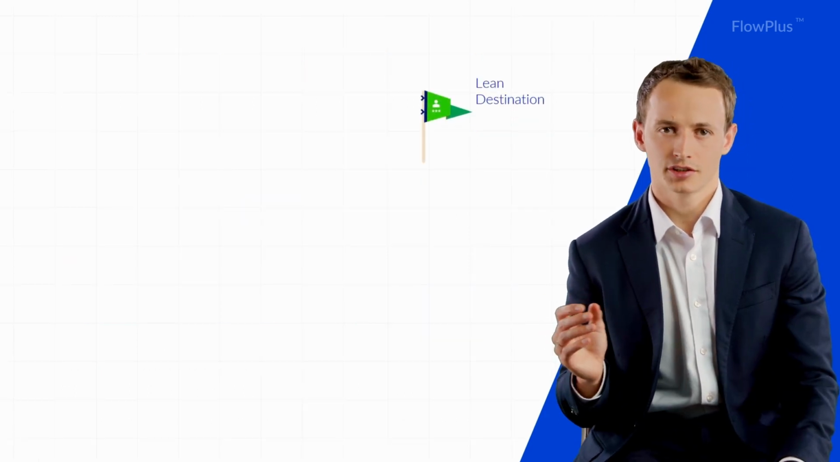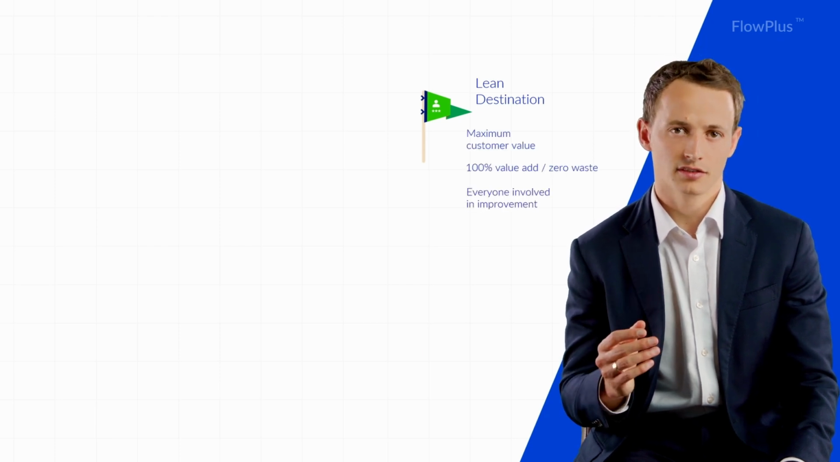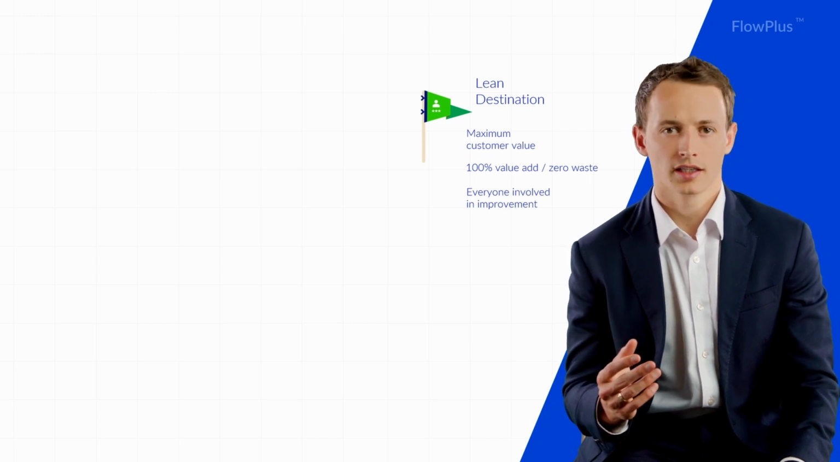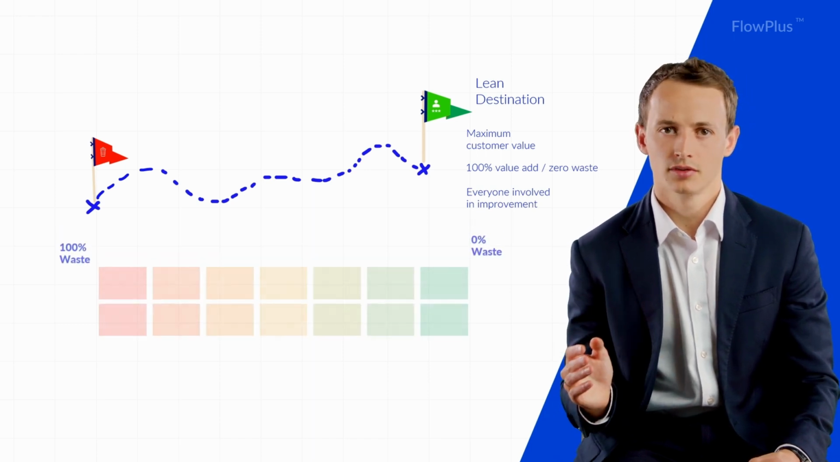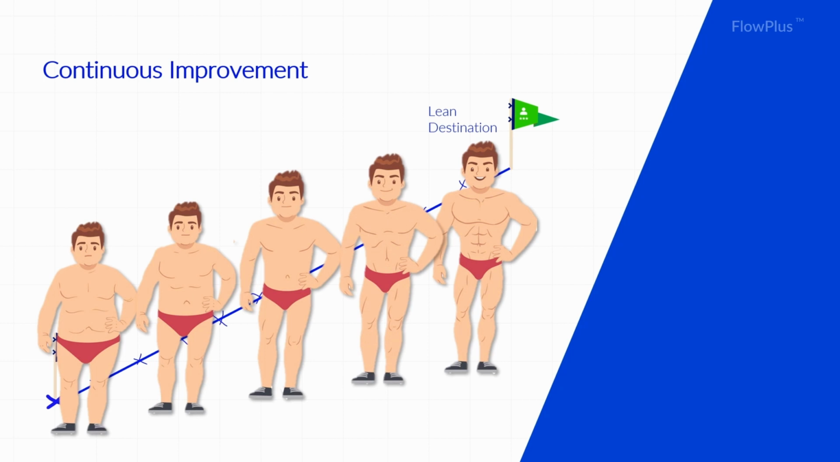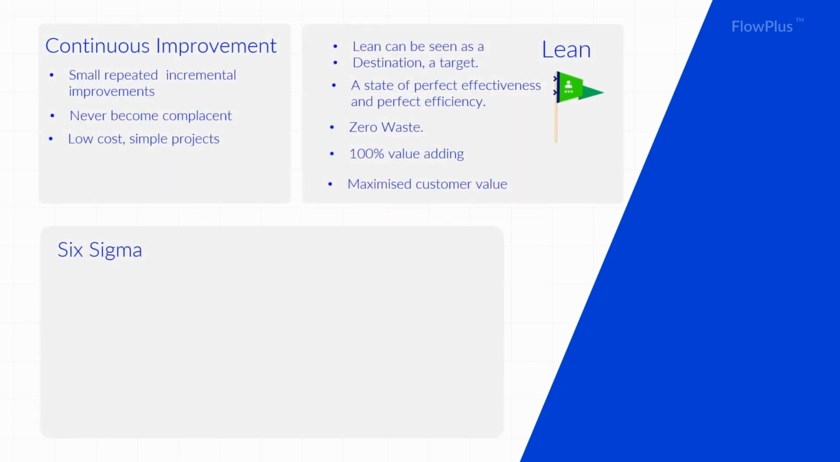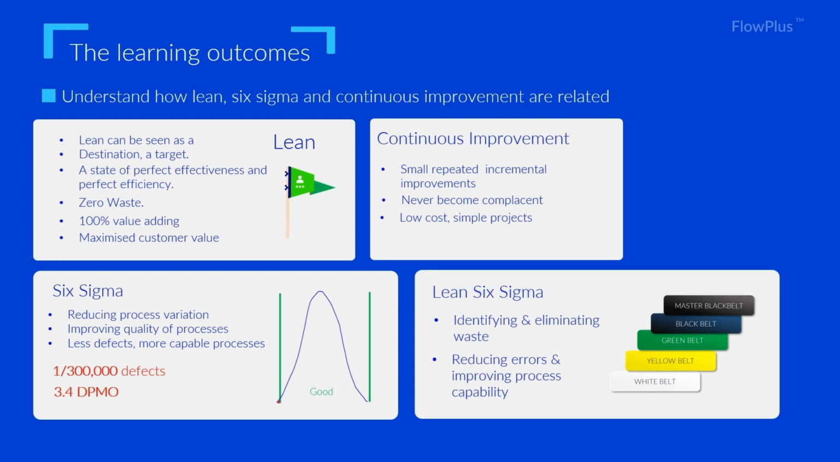Lean is the destination that you are aiming for. It's a state of perfect effectiveness and perfect efficiency that maximizes customer value, has zero waste, and involves everyone in the company in improvement. It is a destination that always changes and never stands still. Continuous improvement is a great low-cost and relatively low-effort way to achieve your goals. Six Sigma is another approach, and it prioritizes reducing process variation and focusing on the quality of a process. Lean Six Sigma combines Lean and Six Sigma principles and uses a belt system to demonstrate expertise level.